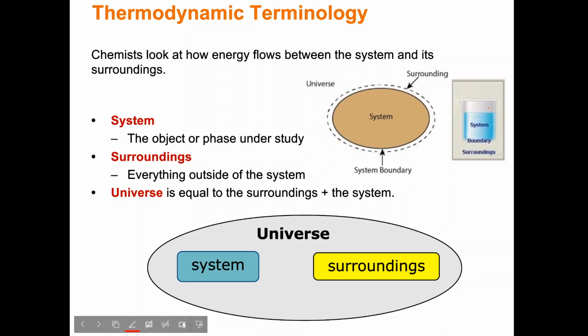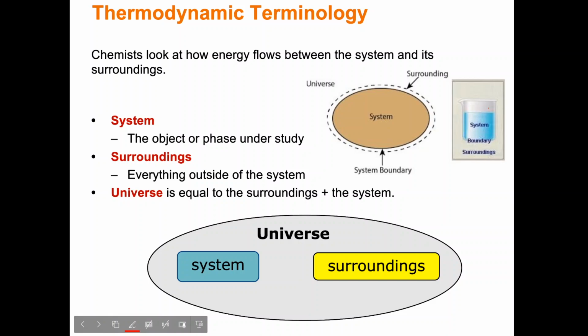Okay, so the surroundings, again, are everything outside of the system. And the universe contains both the system and the surroundings. Here we have this sort of a brown oval that represents the system. Then we have some sort of boundary. And then everything outside the system is the surroundings. But they're both contained inside of the universe.